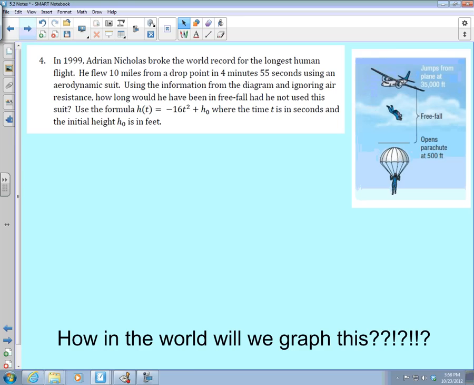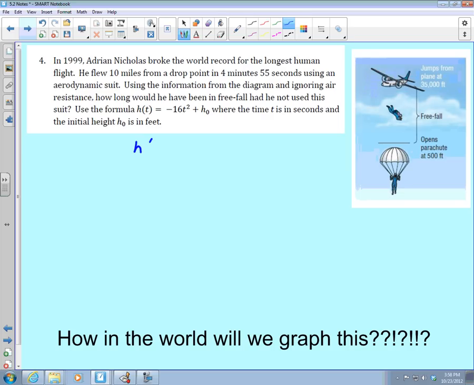This one. In 1999, Adrian Nicholas broke the world record for longest human flight. He flew 10 miles from a drop point in 4 minutes and 55 seconds using an aerodynamic suit. Using the information from the diagram, ignore the air resistance, so we don't care about air resistance. How long would he have been in free fall had he not used this suit? Use the formula.